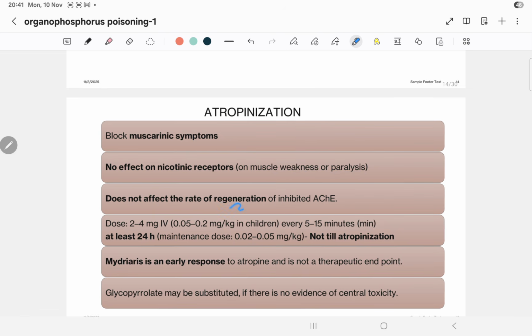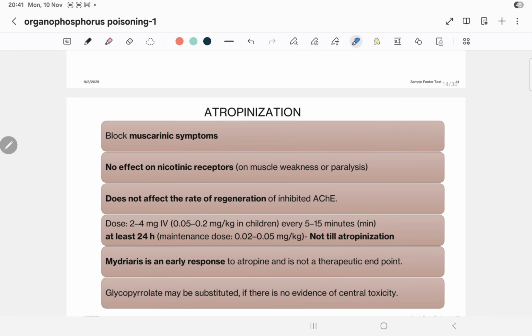It does not affect the rate of regeneration of inhibited acetylcholinesterase. This is done by oximes. Oximes regenerate acetylcholinesterase. Okay. So mydriasis is an early response. When you give atropine, the pupils will dilate first. But it is not a therapeutic endpoint. Even if the pupil dilates, you will not stop the atropine. That is what we mean by it is not a therapeutic endpoint.